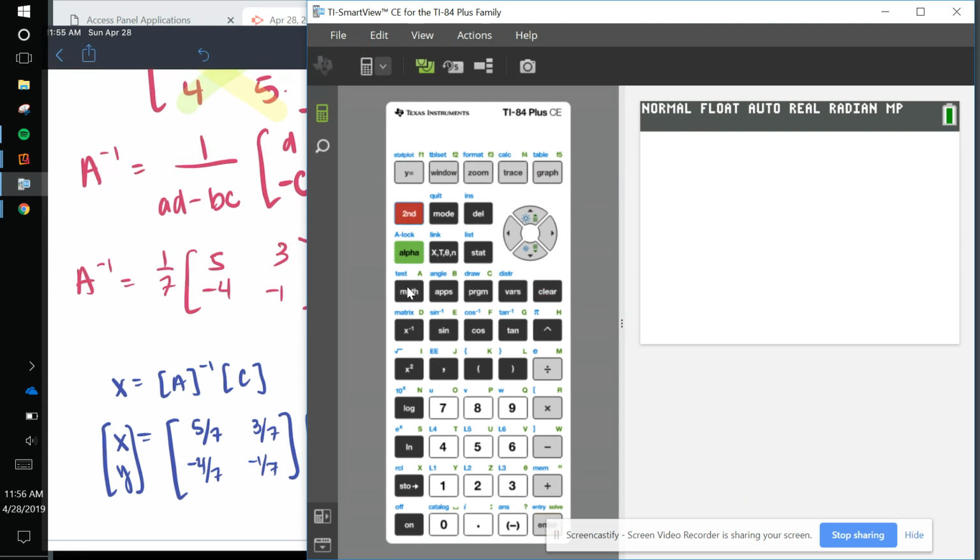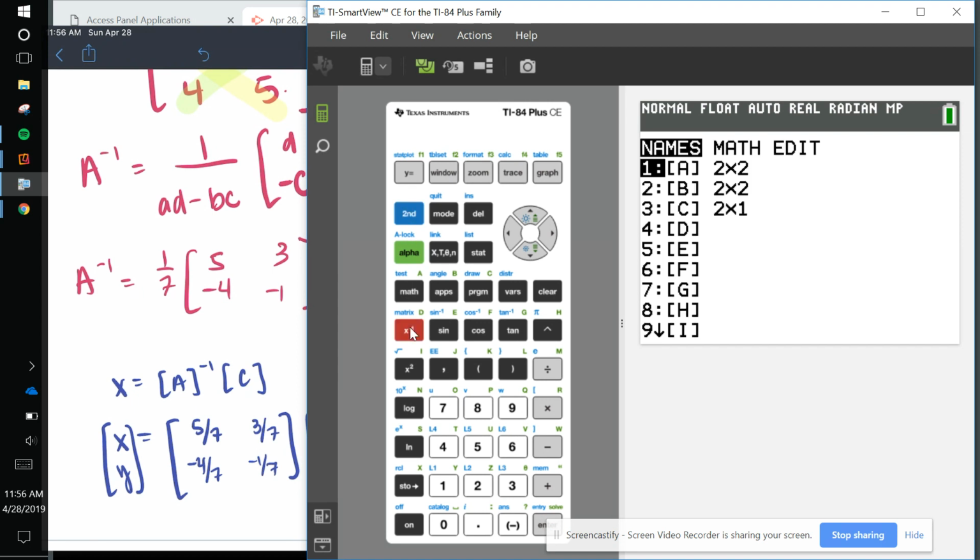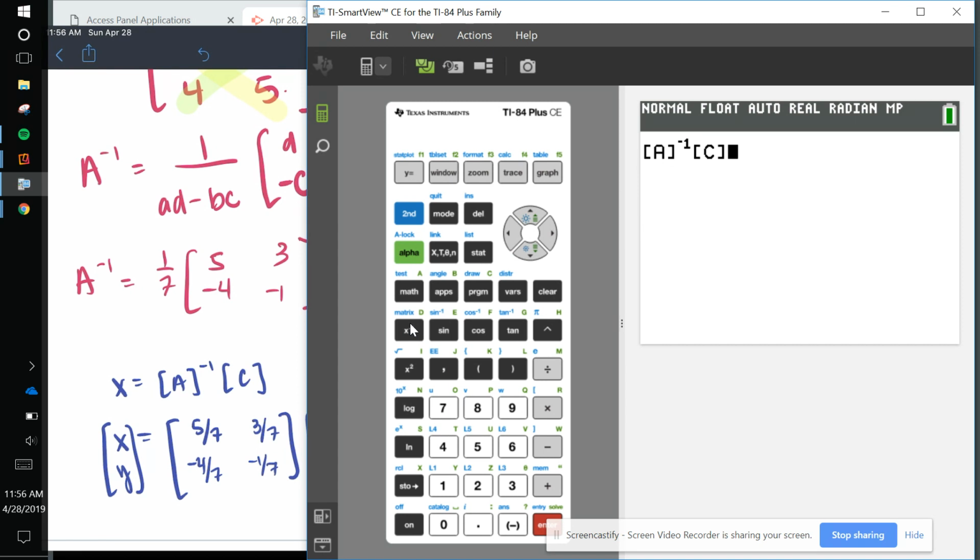So let's do second matrix. I stored A as A, so I'm going to do A inverse times my constant matrix, which I saved as C. Okay, when I multiply those two together, I get 2 and 0. Therefore, I know that x is equal to 2 and y is equal to 0 in this matrix. And that is it.